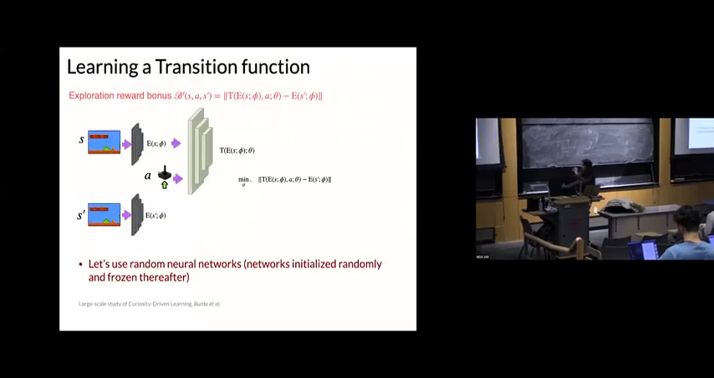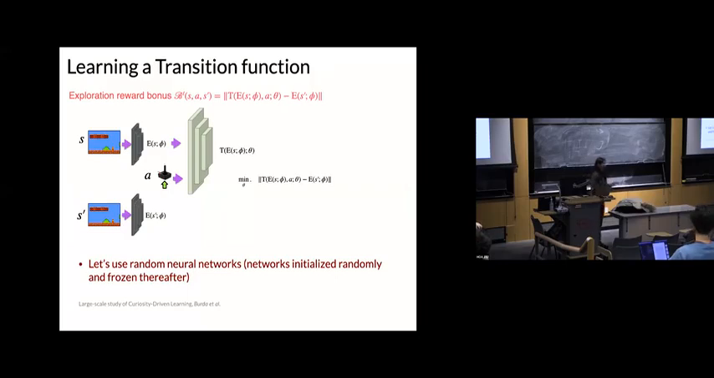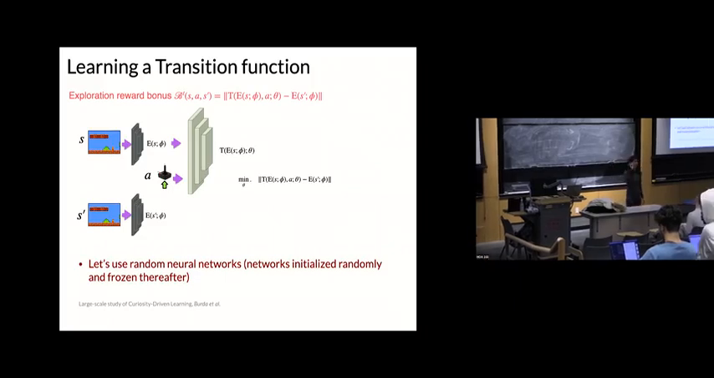Whatever you see in this slide is not your policy and critic. The actor critic is something completely different. This is just to generate the rewards, the exploration bonus. You're training this transition function, okay? And then you're using this here. You feed the transition state, action, next state into your model, and you look at how big the error is. And that error is what you show as reward to your algorithm, okay?